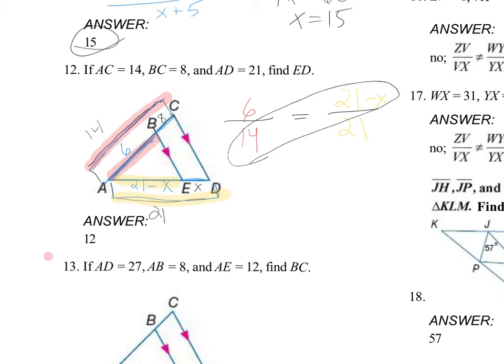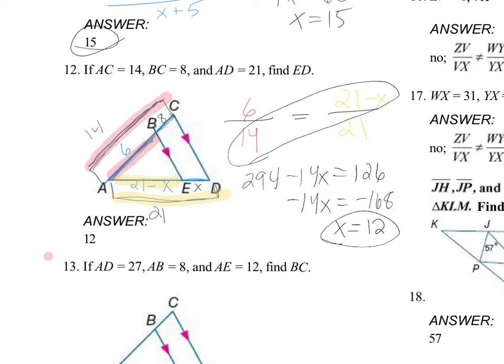And so now we've got our proportion set up, so we are ready to cross multiply and do the distributive property here. So 294 minus 14x is equal to 126. And solving for x, whichever way you want to move your variables and constants, I'm going to get negative 14x equals negative 168. And then x will equal 12. X is what we were looking for this time. They asked us to find just from E to D, and so our answer is 12.